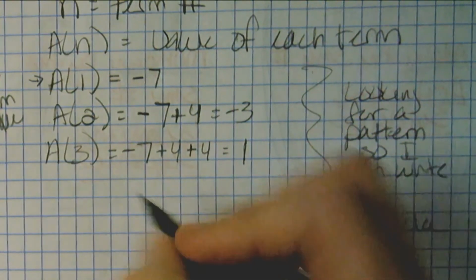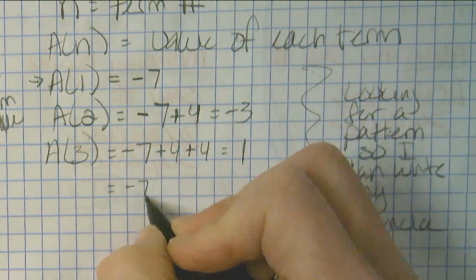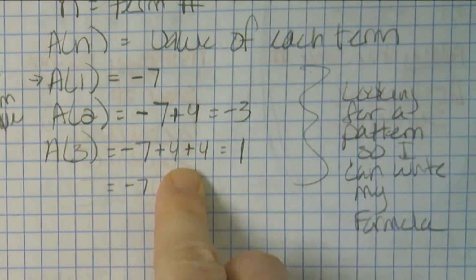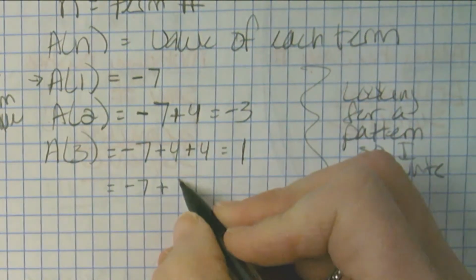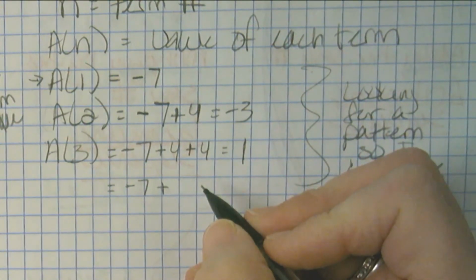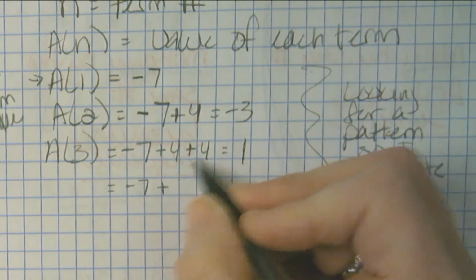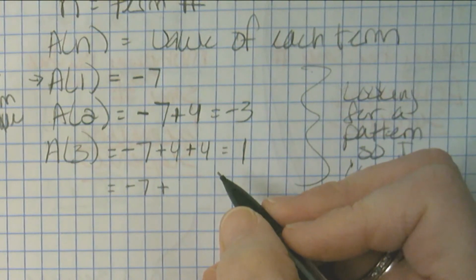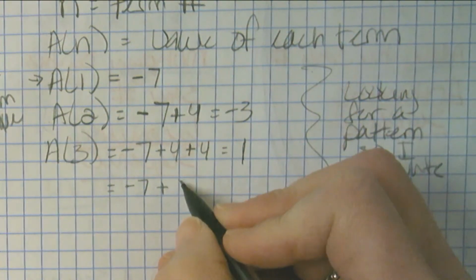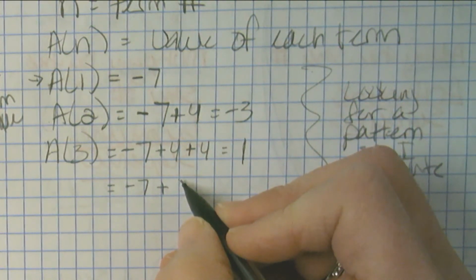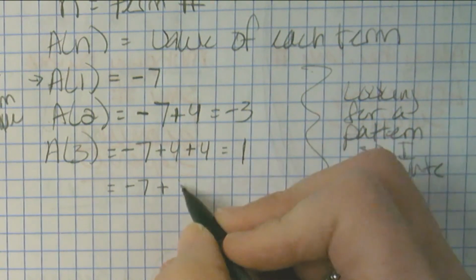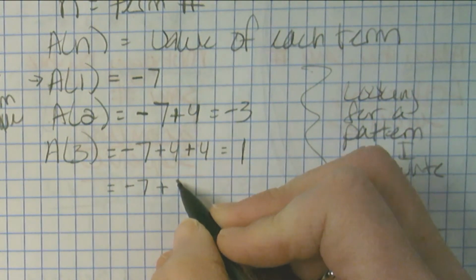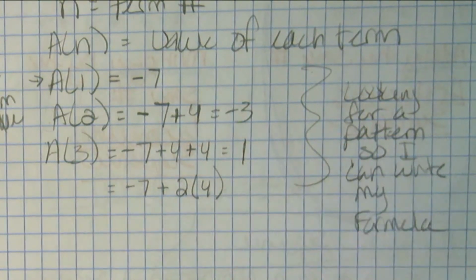All right. How could I rewrite -7 plus 4 twice? How could I rewrite that? Peter? No. How can I rewrite adding 4 twice? Isabella? Not 4 squared. Jacob, help her out. Exactly, plus 2 times 4.